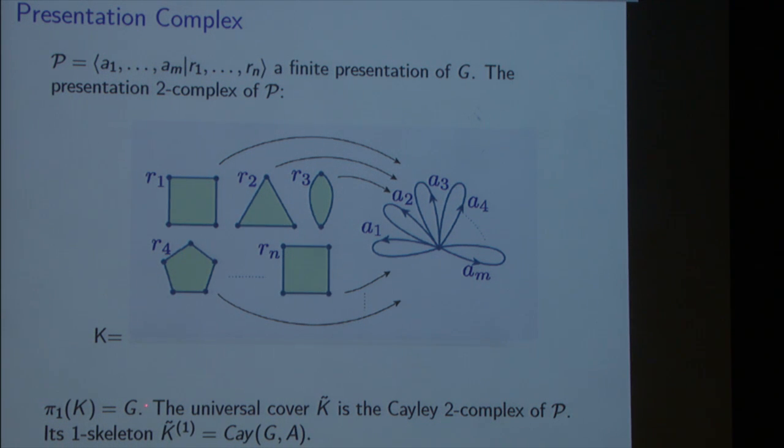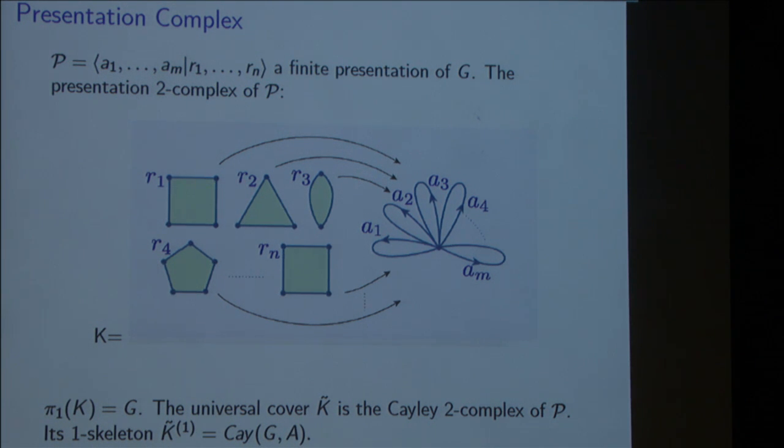The fundamental group of this complex is G, because it's generated by these loops, and as soon as we attach two cells, the relations become equal to 1. So the fundamental group is exactly our group G. To each group G, we can assign this two complex. Now the universal cover, K tilde, of this is the Cayley two complex. The one skeleton of this Cayley two complex is a Cayley graph. Think about this as an exercise, but the universal cover is a complex.